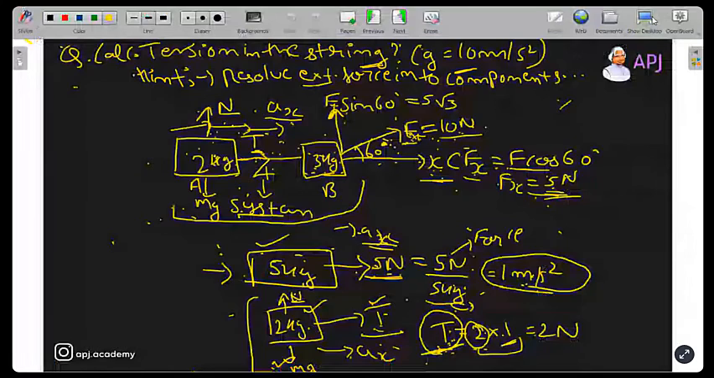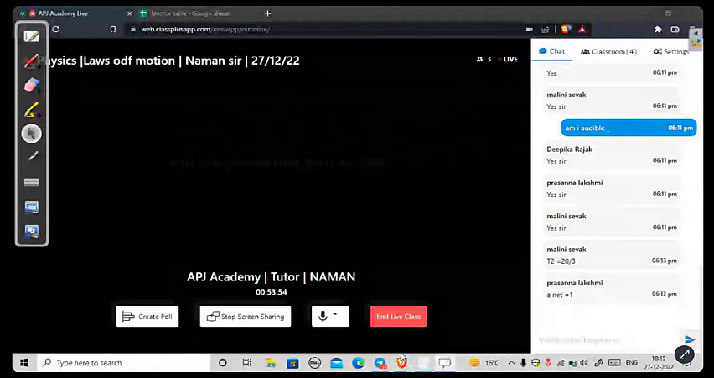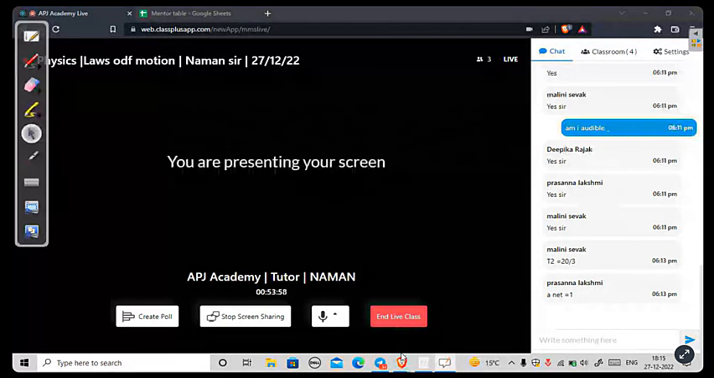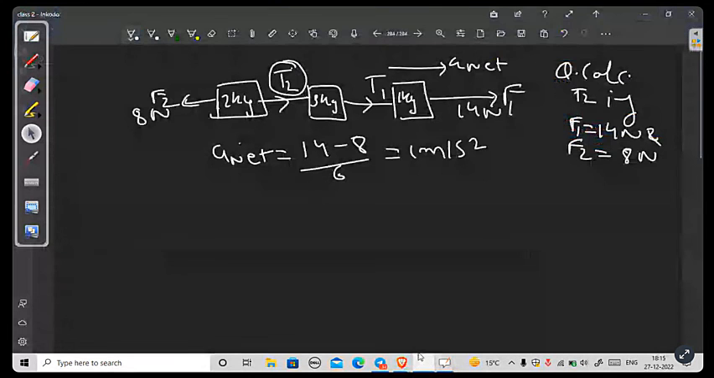And T2 will be 20 by 3. I am afraid, have you calculated T2 correctly? How will you calculate T2? Basically, you see the tension in the 1 kg block.